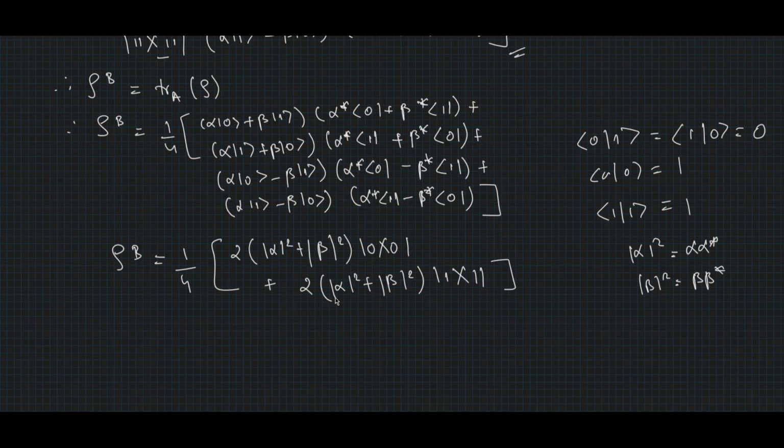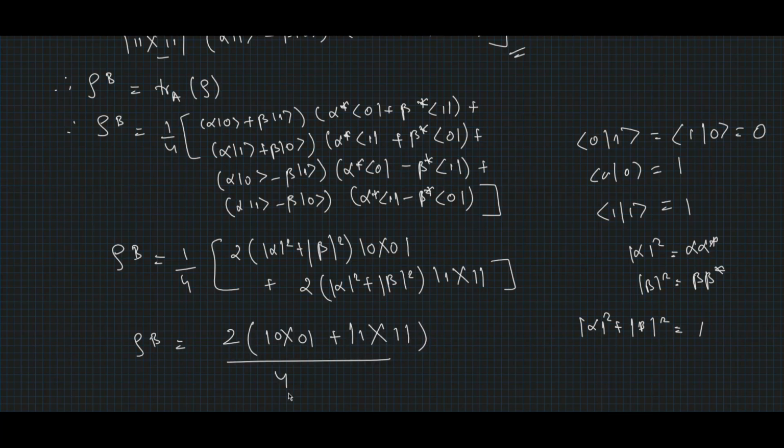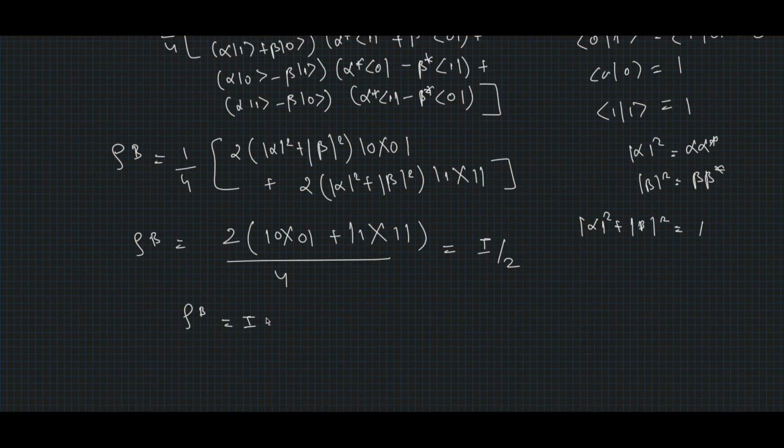So, taking 2 common, and from the fact that alpha square plus beta square equals 1 from the normalization condition, we have rho b equal to 2 times (outer product of 0 plus outer product of 1) divided by 4. Now we know from the completeness condition that the outer product of 0 plus the outer product of 1 is equal to I. So this would be I by 2. Therefore, rho b will be I by 2.